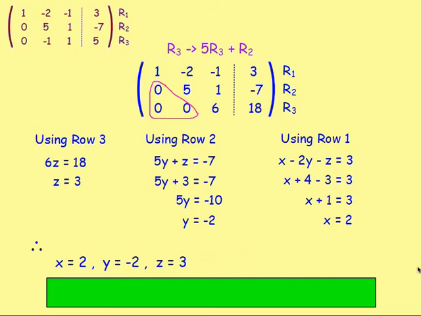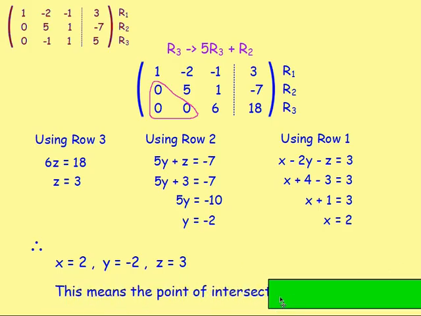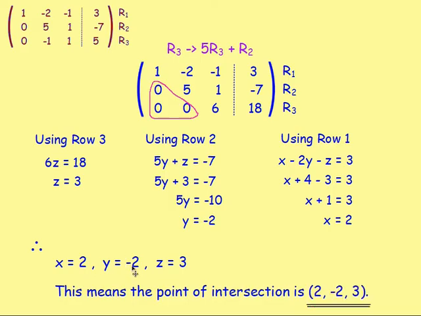And in the question we were asked to find the point of intersection for the 3 planes. So we know then that the point of intersection, the 2, the -2, and the 3, so we can say that (2, -2, 3) will be the point of intersection. Woo!